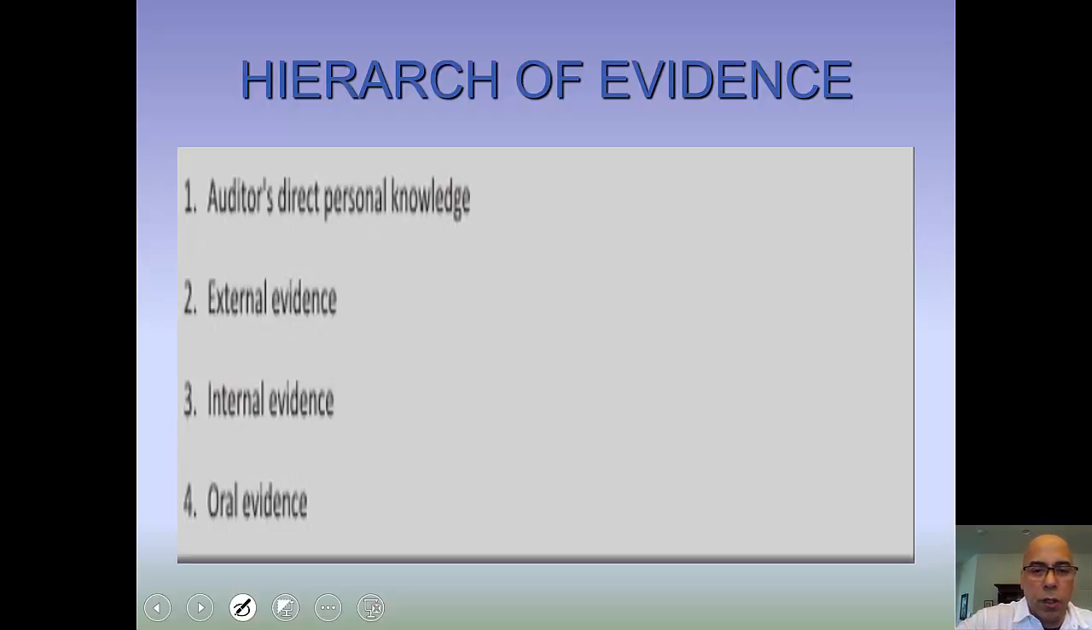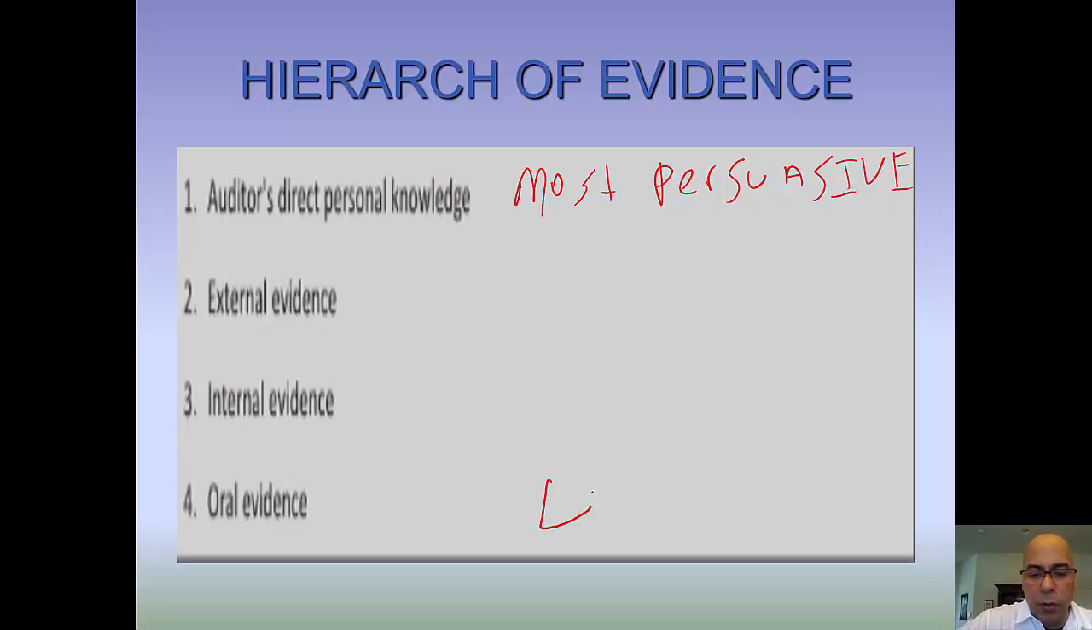Okay, so as we look at these, this is most persuasive. And when we come down and we're talking about oral evidence, that is going to be least persuasive. So we're going from most persuasive to least persuasive. Auditor direct personal knowledge: what sort of procedures would we be considering auditors' direct personal knowledge? Recalculation, direct inspection, say, of property, reperformance of an internal control. This is considered direct personal knowledge.